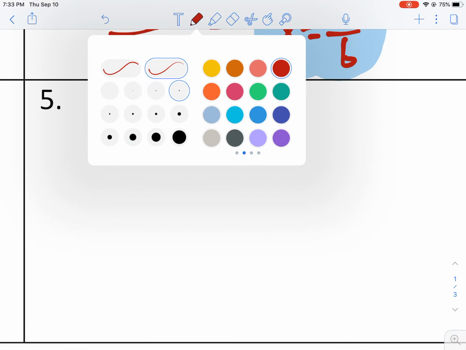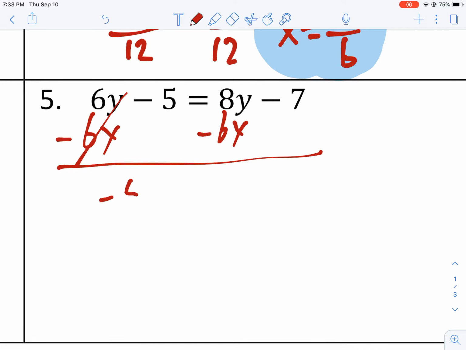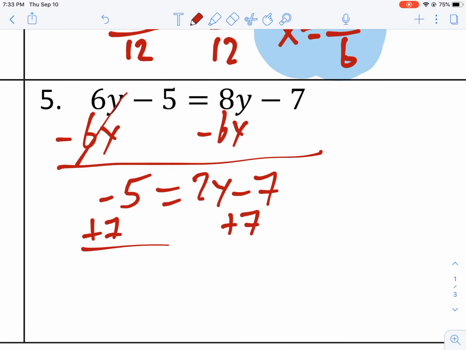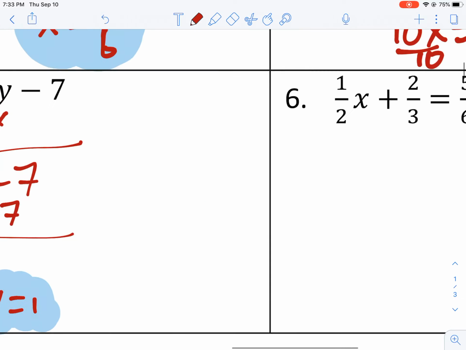Number 5. Again, we have y's on both sides. We need to subtract the smaller y, which is 6, compared to 8. So we have negative 5 equals 2y minus 7. Add 7 on both sides. Negative 5 plus 7 is 2. So we got 2 equals 2y. Divide by 2. y equals 1.